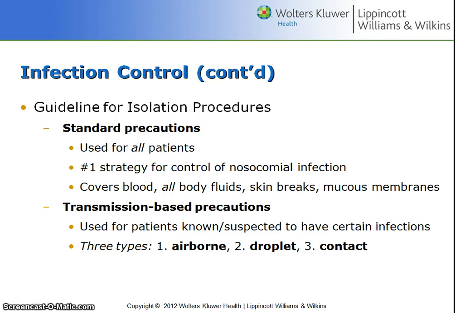Okay, so this slide talks about standard precautions, which means you should assume that any patient is capable of transmitting a disease. And you can see right here it says it's the number one strategy for control of nosocomial infections, which up to this point we've talked about being pretty significant. This slide talks about the 3 types of isolation: airborne, droplet, and contact.